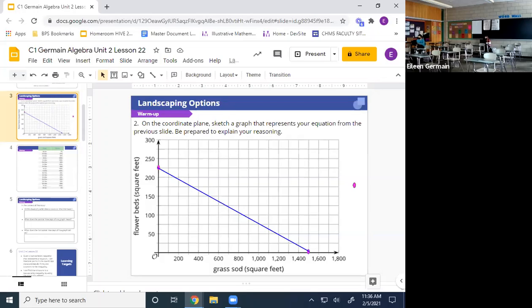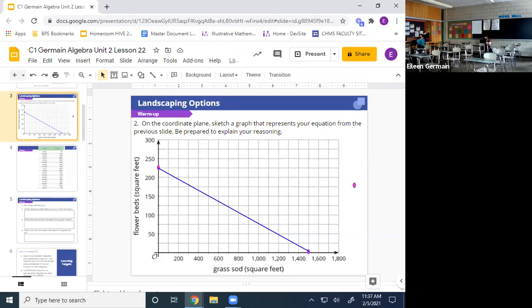Very good. So the square feet of the flower beds that you can buy if what? If you only buy flower beds. Very good. That vertical intercept represents the amount of flower bed that you could put in, in square feet, if you only put in flower beds, no grass. Good. Then that third question here asks us, what does that horizontal or x-intercept represent in this story?